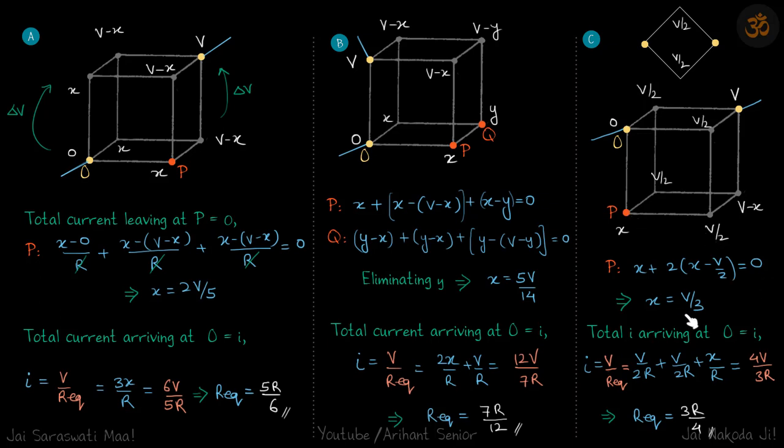So we'll get a value of X, and total current arriving at O is again X minus 0 by R plus V by 2 minus 0 plus V by 2 minus 0 by R. So we'll put the value of X here, and V will get cancelled, and we'll get R equivalent as 3R by 4. Yeah.